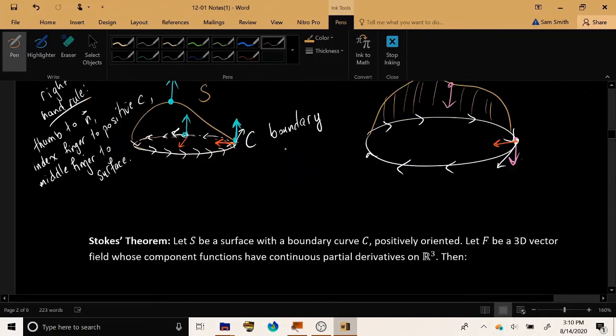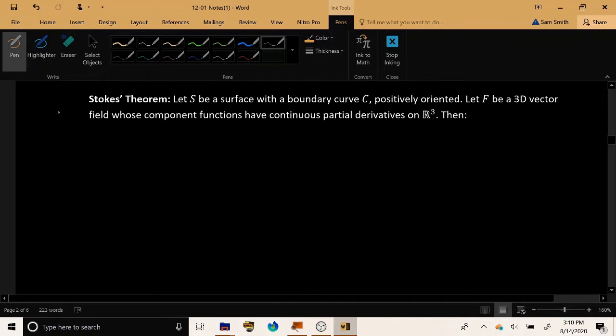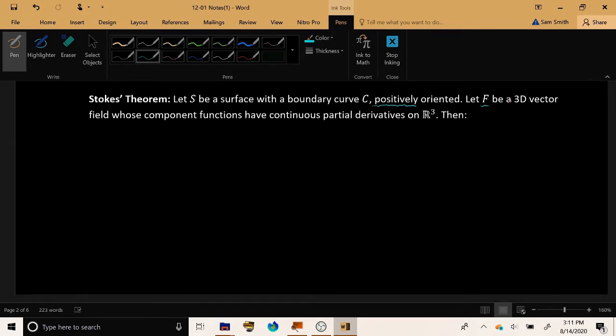All right. So now we've established that, let's go ahead and state Stokes' theorem. So we have a surface S and a boundary curve C, and both this surface and the curve are oriented in such a way that the orientations match according to the right-hand rule that we gave above. And we have some three-dimensional vector field, which we call F, which is behaving nicely. Its component functions have continuous partial derivatives. If all those conditions are satisfied, then the following equation holds true.